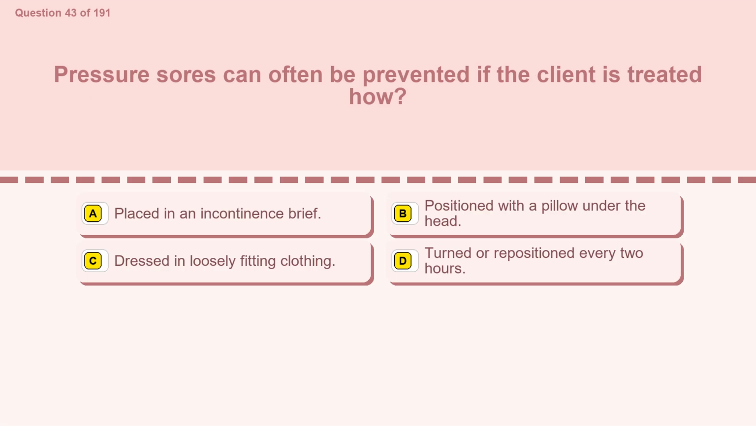Question 43. Pressure sores can often be prevented if the client is treated how? Option A. Placed in an incontinence brief. Option B. Positioned with a pillow under the head. Option C. Dressed in loosely fitting clothing. Option D. Turned or repositioned every 2 hours.